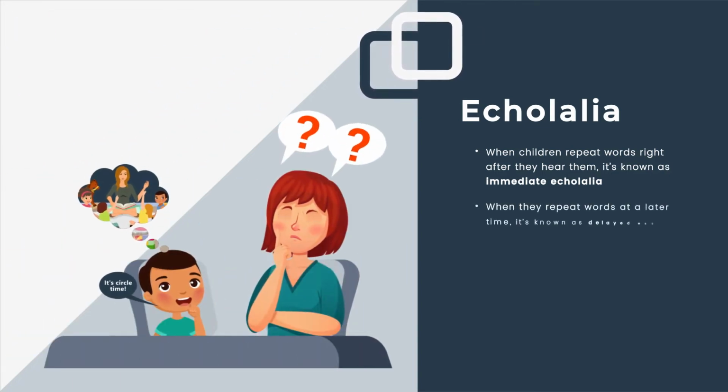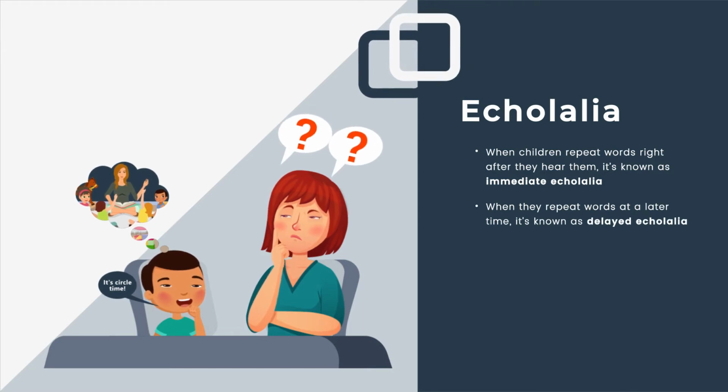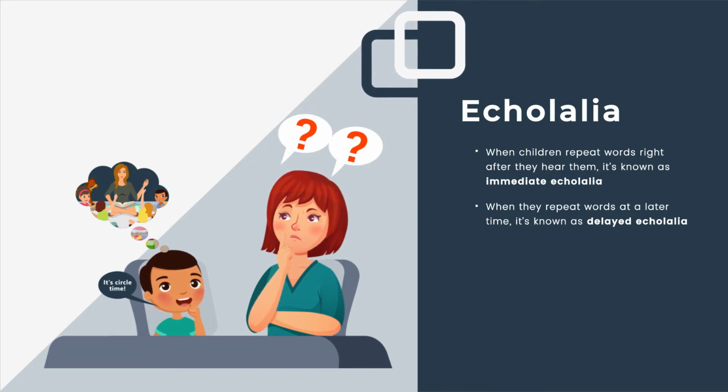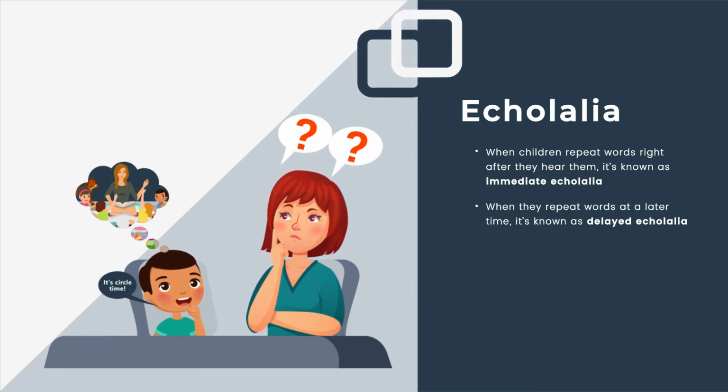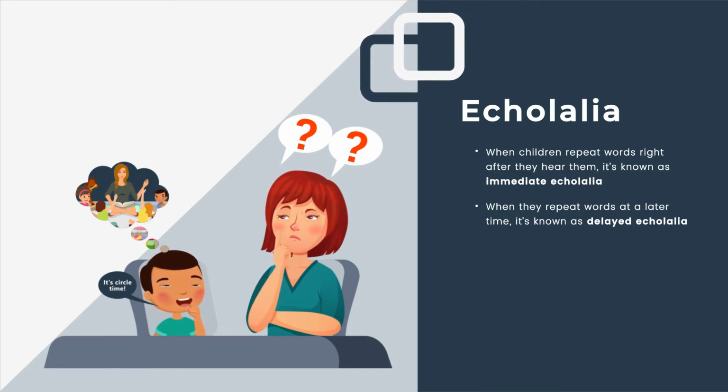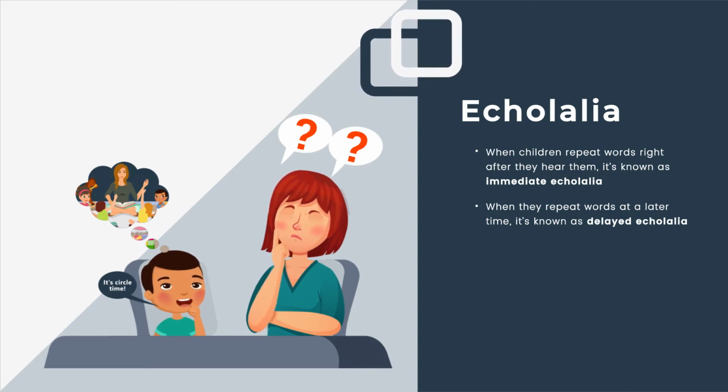But delayed echolalia may sometimes be functional. It has some function for the child. So delayed echolalia happens when the child says, it's circle time, it's circle time. What he means is he wants some rhyme that was sung during circle time by his teacher. He wants to listen to that rhyme. That is what he means, but he is saying it's circle time, it's circle time. So that is delayed echolalia.